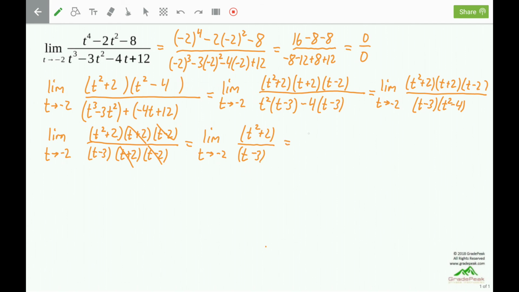We can now try plugging in the negative 2. In the numerator we'll have negative 2 squared plus 2. In the denominator we will have a negative 2 minus a 3. Negative 2 squared is a positive 4 plus 2. Negative 2 minus 3 is a negative 5. 4 plus 2 is a 6. And I will end up with a negative 6 over 5.